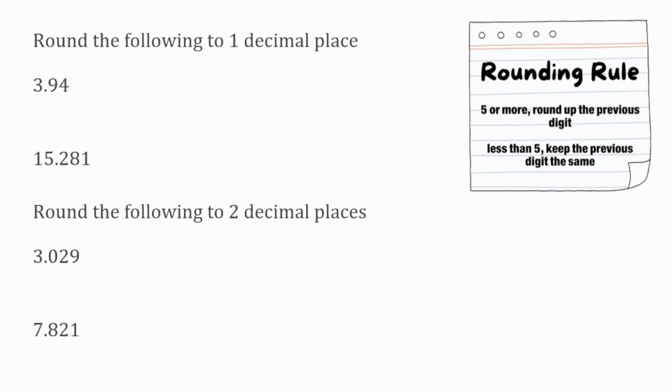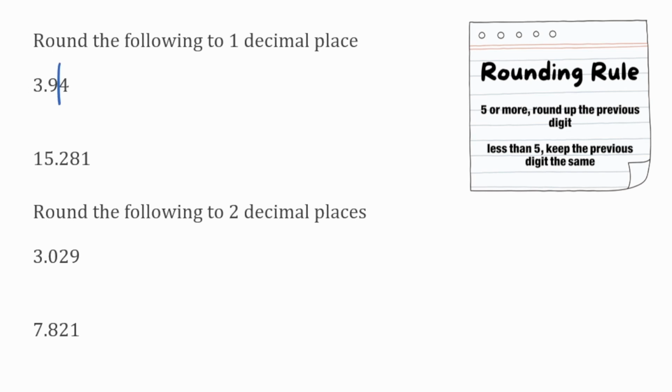So for this first couple of questions, we need to round them to one decimal place. So when we round to one decimal place, that means we're going to have just one digit after the decimal point. So for this first question, we've got 3.94. So the first digit after the decimal point is actually a 9. So what I'm now going to do is put a straight line in between this digit and the next digit.